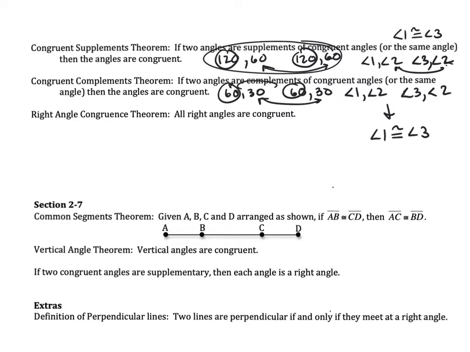The right angle congruence theorem. Again, this one seems kind of silly, but it actually saves us a step or two. It's nice to have sometimes. All right angles are congruent to one another. It's true.